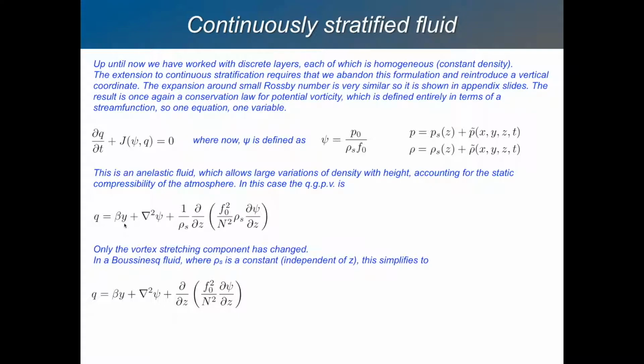You have beta y, you have relative vorticity, and you have something that depends on vertical gradients of the stream function. It's a bit more complicated. You have d by dz of this times d psi by dz. Right? You can make it a little bit simpler if, instead of using the anelastic approximation, you just say this rho s is constant. That's the Boussinesq approximation, and then you end up eliminating this density variable between these derivatives, and you end up with something a bit more straightforward. And this is a very useful, very well-known form for the quasi-geostrophic potential vorticity.